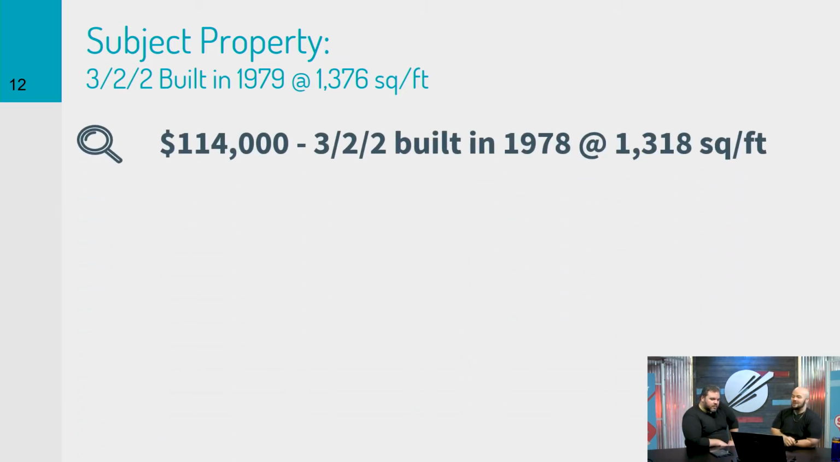All right, so let's say I find another 3-2-2 built in 1978. 1978 is in line with what we were looking for, plus or minus 5 years. This one's only a year older, so I think that's comparable. And I didn't show the distance of the subject property, but just go ahead and assume that all of these properties that I'm going to discuss are in the same subdivision. It's 1,318 square feet, so it's just a little bit smaller than my subject property, but in regards to comps, that's a pretty good gold nugget. It's very similar in size, it's very similar in construction, being a 3-2-2, and it's also built in 1978.